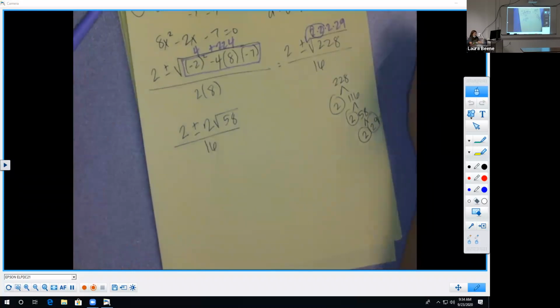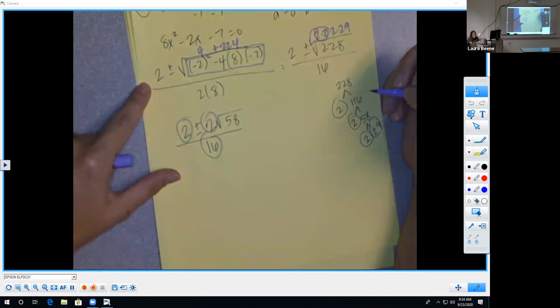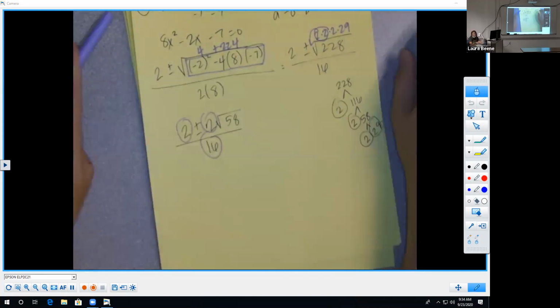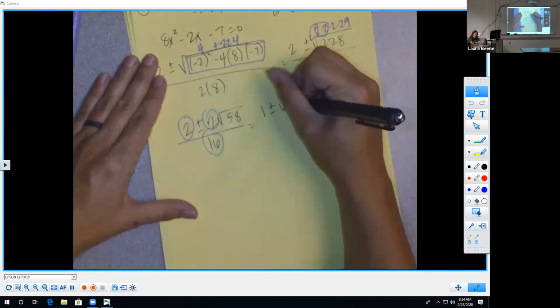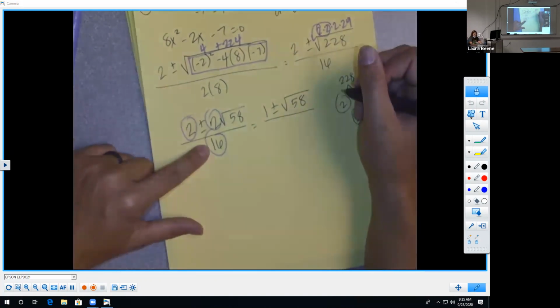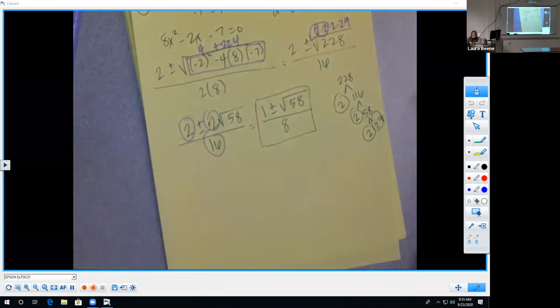And then from there, I can simplify all my outside numbers by dividing by the same number. What do they all divide by? 2, right? So this becomes 1 plus or minus 1 times the square root of 58, or just the square root of 58, over 16 divided by 2, which is 8. And that's your answer. Questions about that?